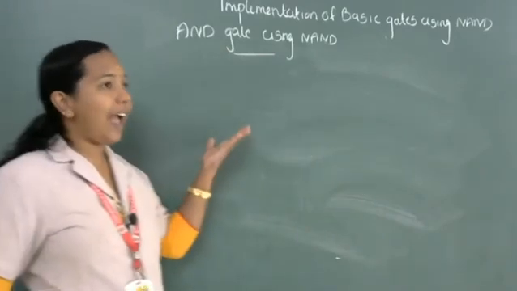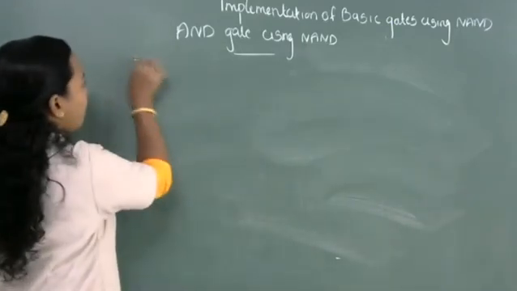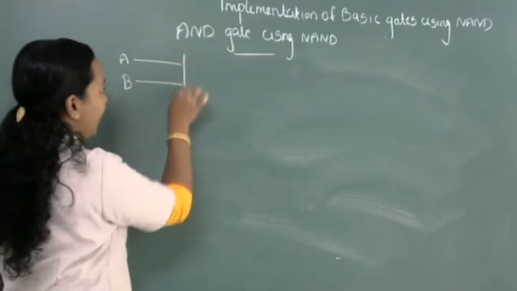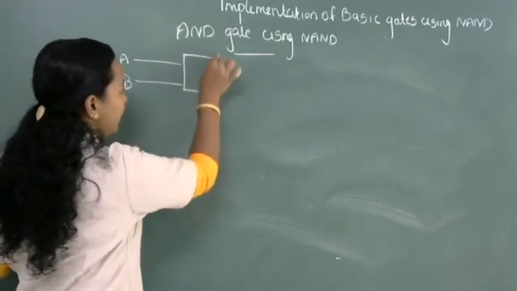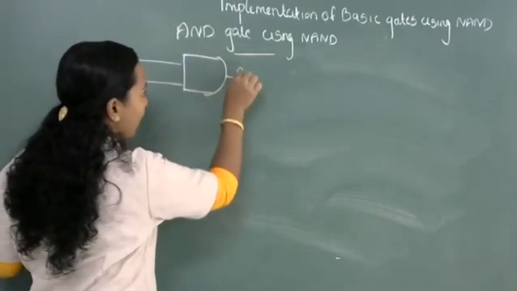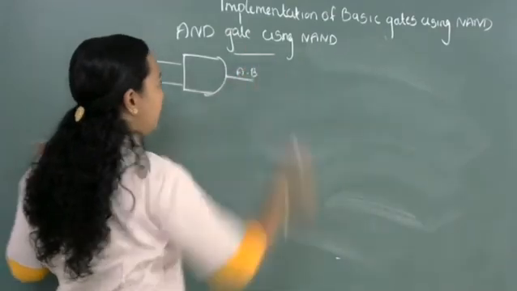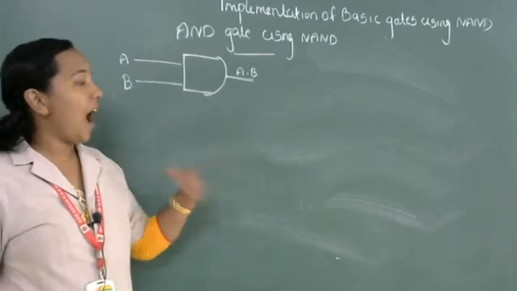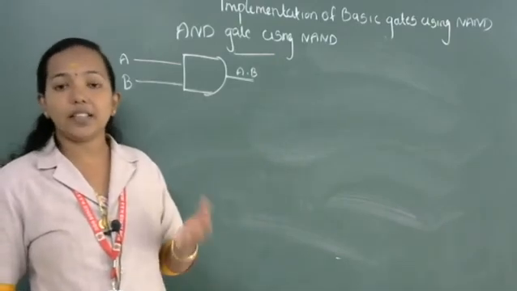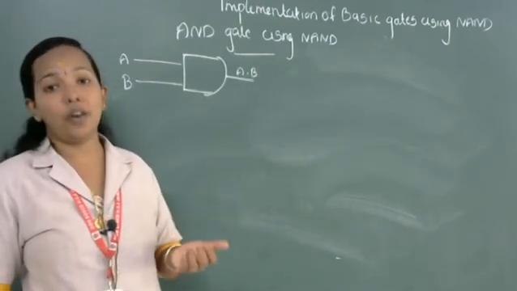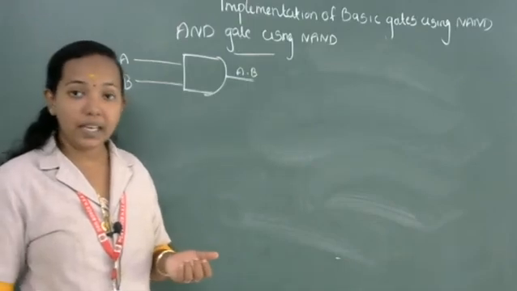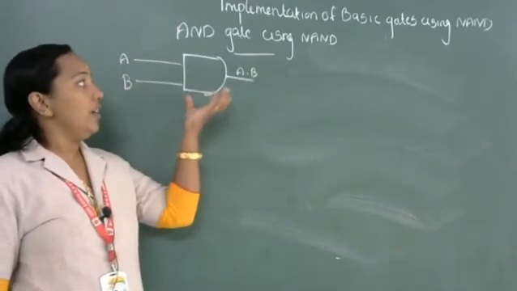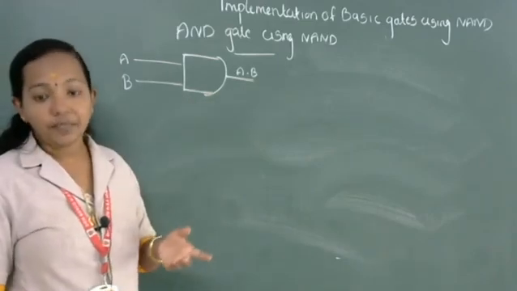So after AND gate, what will be the output? If A and B are two Boolean variables, after AND gate we are getting A dot B. But after NAND gate we are getting A dot B all complement. So next I am going to implement AND gate using NAND gate.